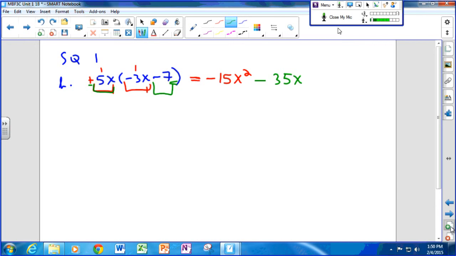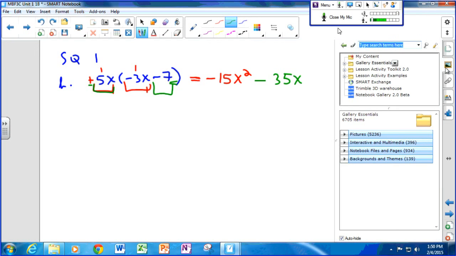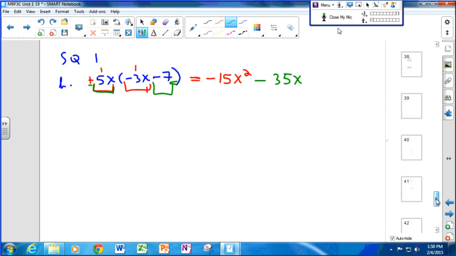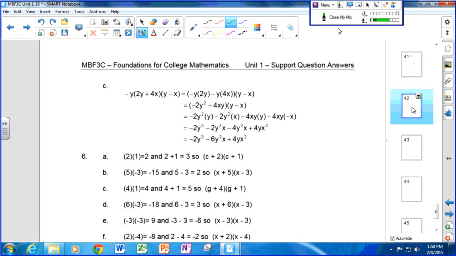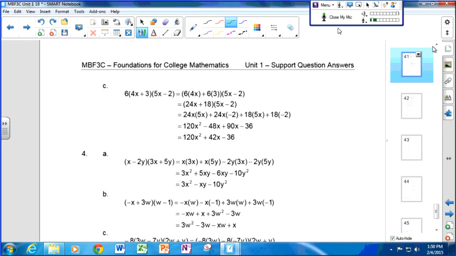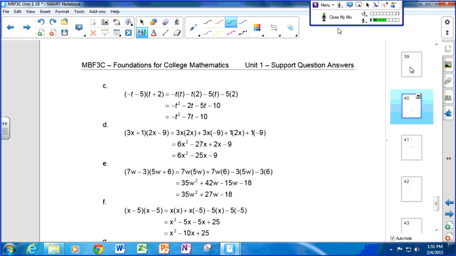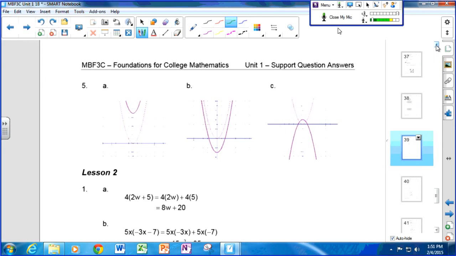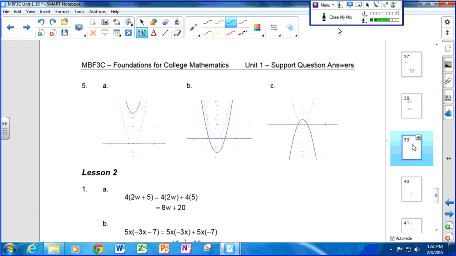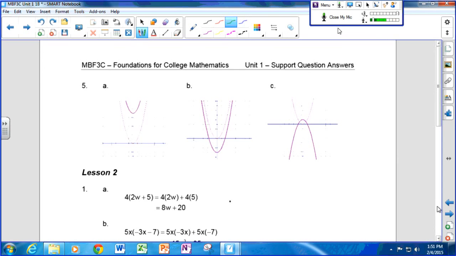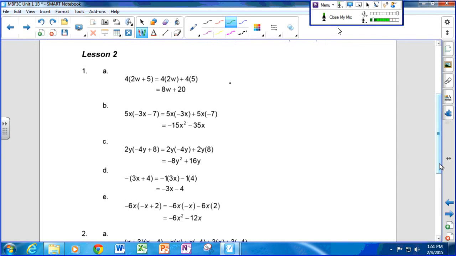Now let's take a look at the back here. This is at the back of the book. Okay, and we're going to just look at the answers to the support questions and see if we can find that answer there somewhere. Okay, that's lesson 2, so we've got to go back just a little more. There's lesson 1. Okay. And actually, no, we're in lesson 2. And there we go. And what did we pick? We picked B, right? We were doing question 1B. And there it is. There's our answer. Negative 15x minus 35x.